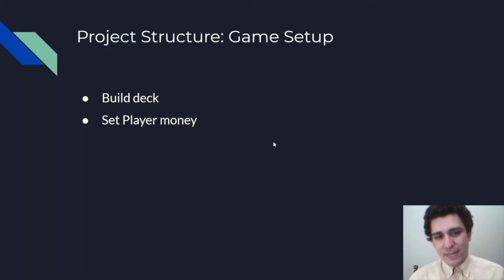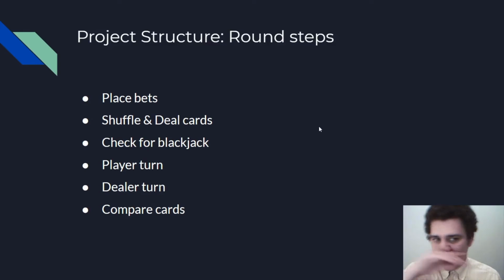During the game setup, as I alluded to in the beginning, we're going to build the deck and we're going to set the player money. In fact, we're also going to create a file for saving the player's money so that each time you run the program, you can pick up with the same amount of money that you left off with. Next, we're going to prompt the user to place the bet. We're going to tell them how much money they have so that they know how much to bet. And then afterwards, we're going to have some code that will shuffle and deal out the cards, 2 cards to the player, 2 cards to the dealer.